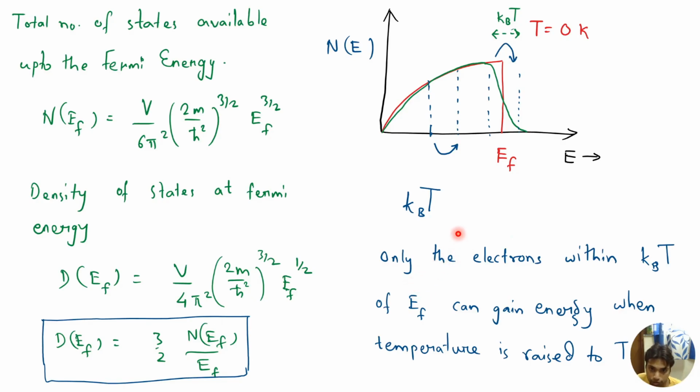And then what we are saying is that only the electrons within kBT of EF can gain energy when the temperature is raised to T. When you have a certain rise in temperature, only these electrons can hop into the empty states here. On the other hand, here the states are not empty. If you try to excite this electron, it will end up in another occupied state, so it cannot go to that energy level. So electrons which are closer to EF can only hop to the higher states.